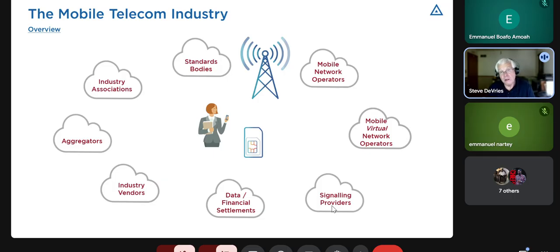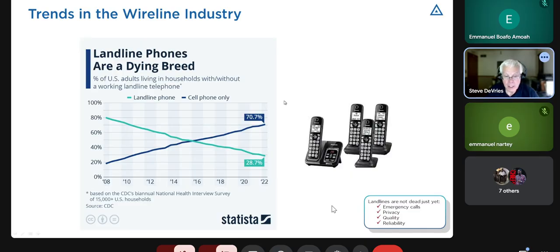So you have to have bodies or groups that write standards, so that something that works in one location will work in another location. So again, there's a lot of different things. We'll take a look at the mobile telecom industry as a group here. We'll start it today.